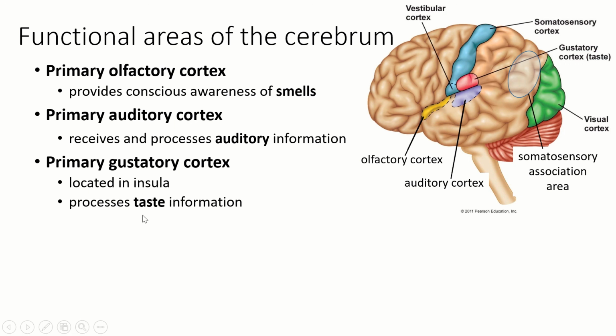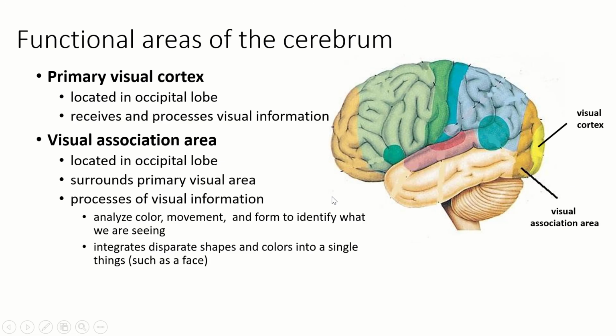Okay, so gustation means taste, auditory means sound, olfactory means smell, and then there's one other, the vestibular cortex. It's kind of next to the auditory cortex, and that one processes specifically balance, and we'll come back to that when we talk about the ear. We'll talk about the vestibular control more in detail.